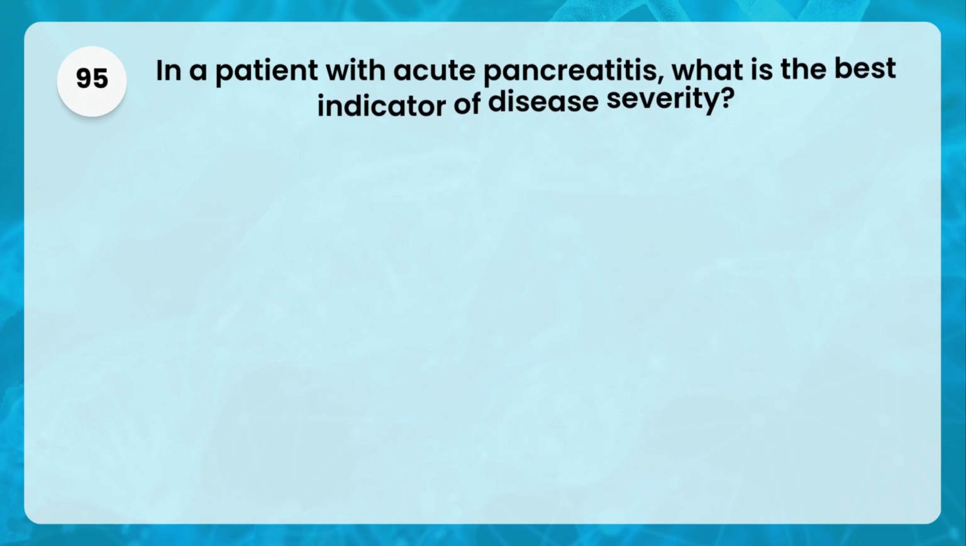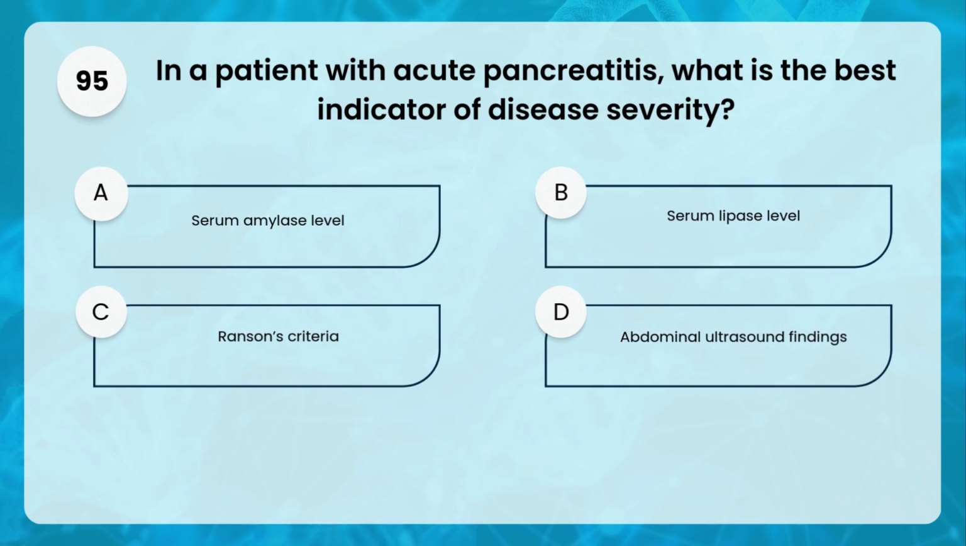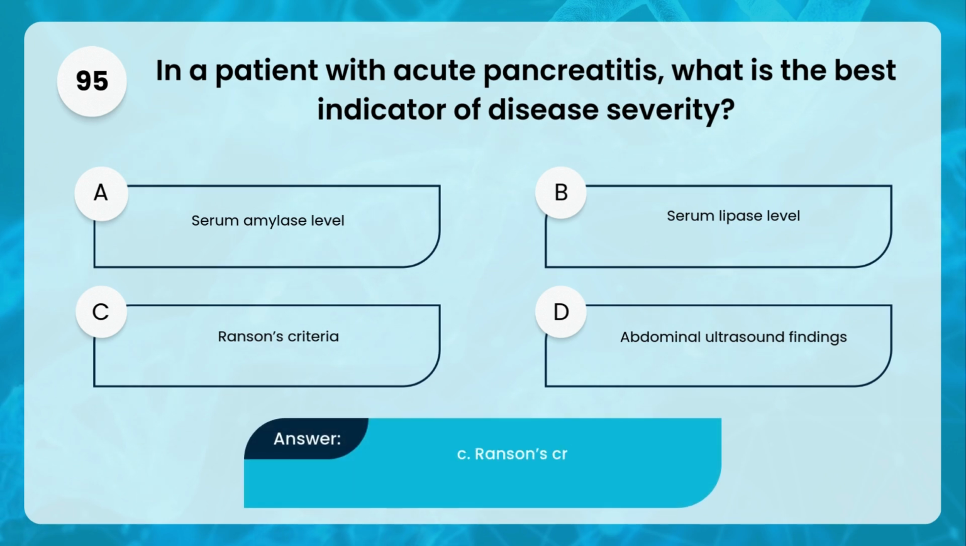95. In a patient with acute pancreatitis, what is the best indicator of disease severity? A. Serum amylase levels. B. Serum lipase levels. C. Ranson's criteria. Or D. Abdominal ultrasound findings. The answer is C. Ranson's criteria.